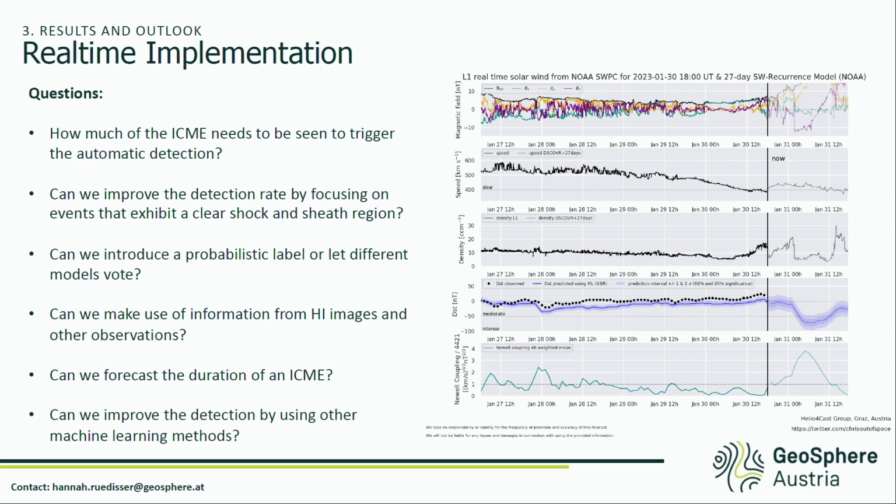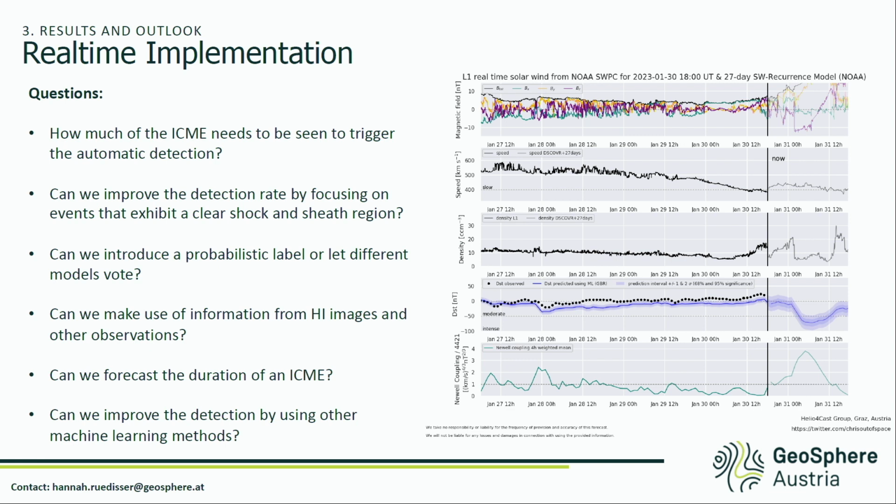Then we also need to answer some questions in order to figure out whether we can really use this in a real-time fashion. One of these questions would be how much of the ICME needs to be seen by the algorithm to trigger the automatic detection? Meaning if we only see the shock in the sheath, is this already enough for the pipeline to say, okay, this might be a CME approaching?